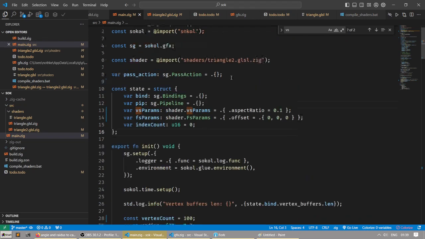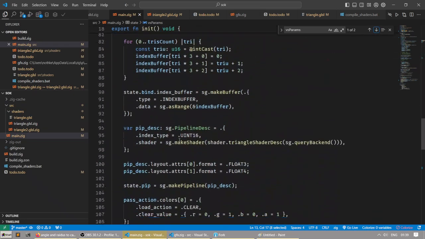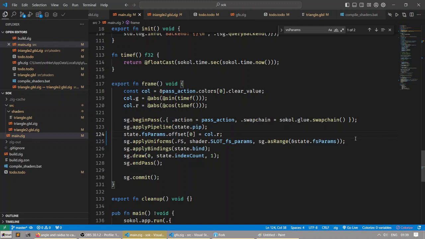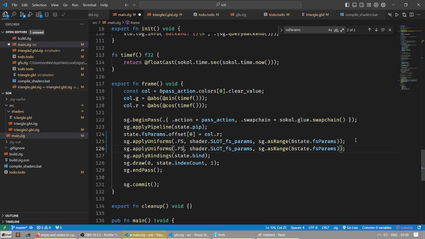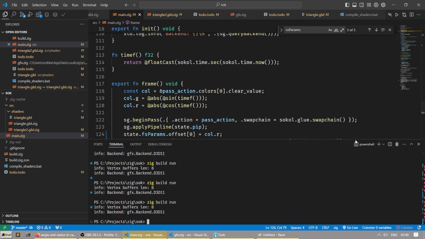Main. We have the state, we have the VS params, aspect ratio. Okay, let's put it to like 0.5 so that we can see it. VS params, yeah, and I need to assign these to the shader. It's absolutely necessary. So this is gonna be VS slot VS params and VS params. Let's see.